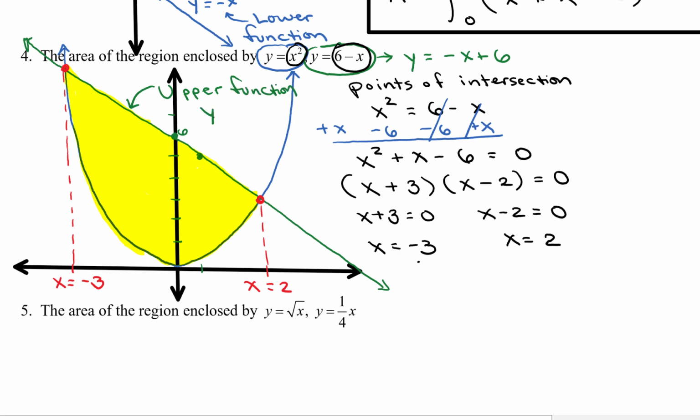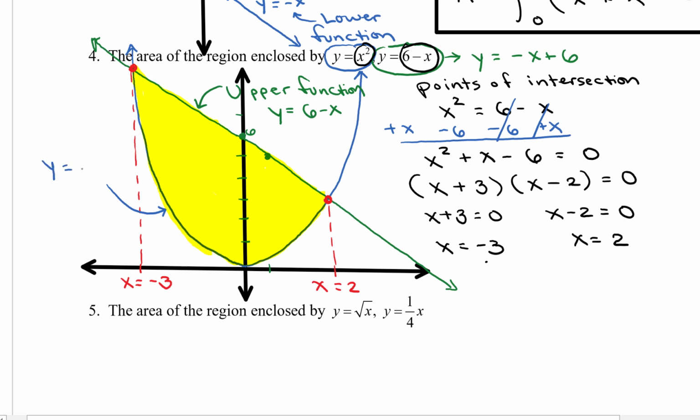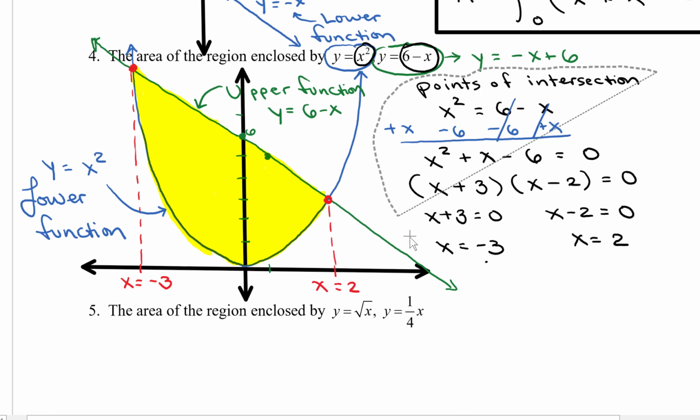I'm also pointing an arrow at my upper function, my line, and I wrote the words upper function and y equal to 6 minus x. And I drew an arrow pointing to my lower function, the parabola, and I wrote y equals x squared, and I wrote the words lower function. So that way there's no confusion here. We know exactly which one represents our upper function and which function represents our lower function. So when we set this up in the definite integral, we're doing it in the correct order.